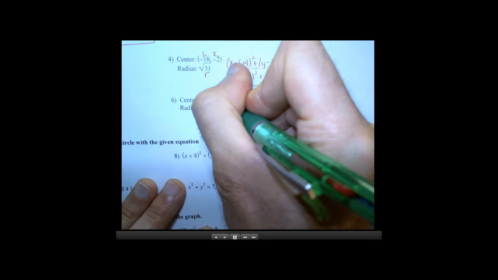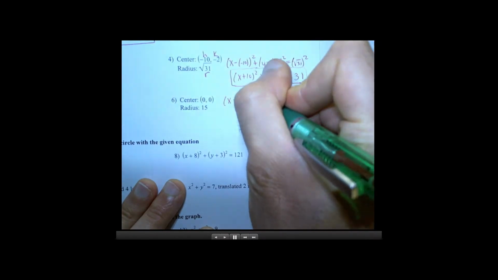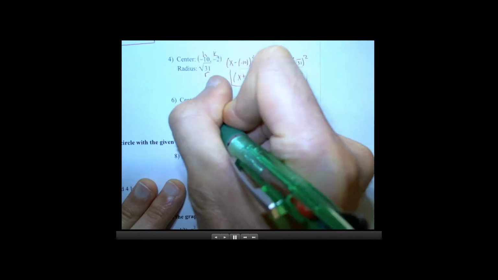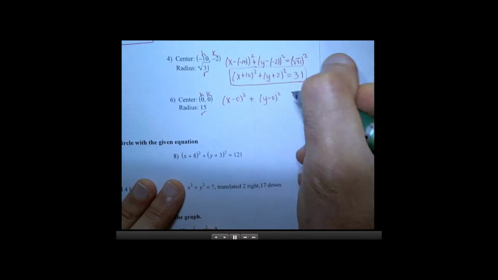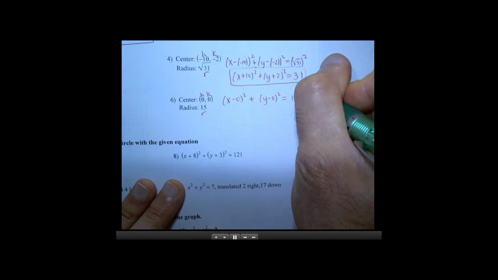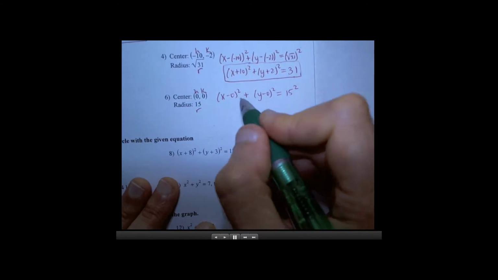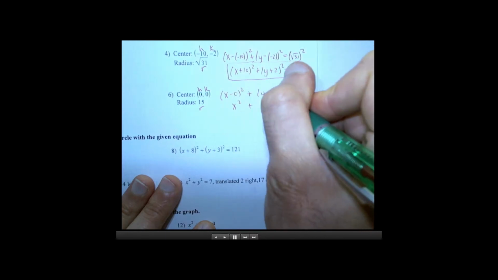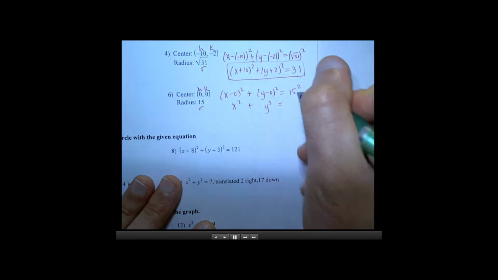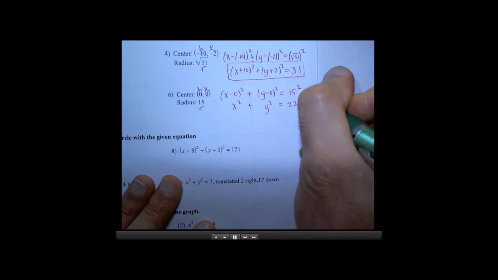Let's do number 6. So x minus 0 squared plus, right, this is our h, this is our k, this is our r. X minus 0 squared plus y minus 0 squared equals 15 squared. But if we clean that up, we just get x minus 0, that's just x squared, plus y minus 0, that's just y squared, and then 15 times 15, that's just 225.